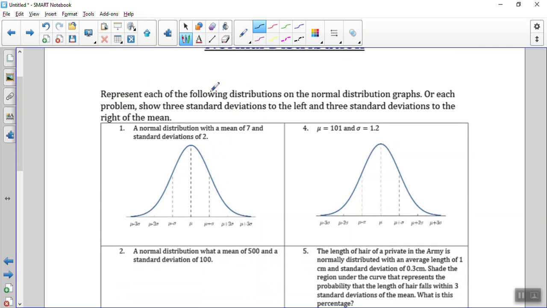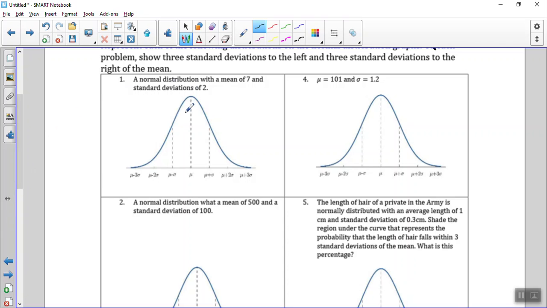We need to represent each of the following distributions on a normal distribution graph, and each problem should say to show the 3 standard deviations to the left and 3 standard deviations to the right of the mean. So what we're going to do is you're going to be given 2 pieces of information. You'll be given the mean, which I'm going to say mean is equal to 7, and the standard deviation is equal to 2. Now these 2 symbols, they're Greek symbols. This mean here is a lowercase m in the Greek alphabet, and this is a lowercase s in the Greek alphabet. Okay?